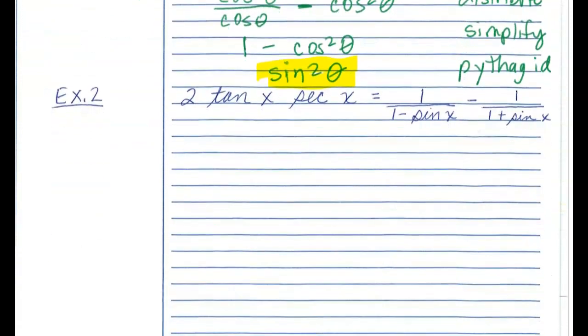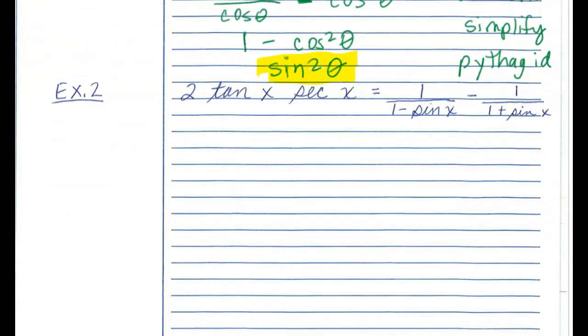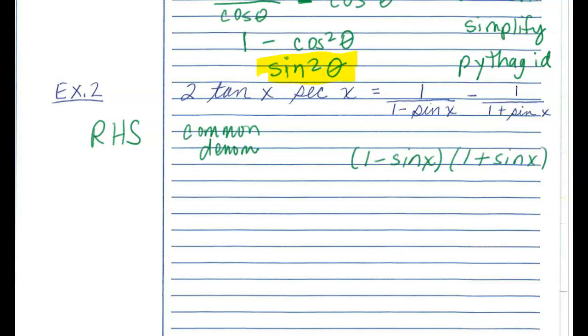All right, next one. Which side do you think is easier, left or right? Okay, pick the harder side. In this case, it's the right-hand side. I see some fractions and a whole bunch of junk going on over there. So how do you subtract fractions? Common denominator. Take 1 of everything. So 1 minus sine x and 1 plus sine x.